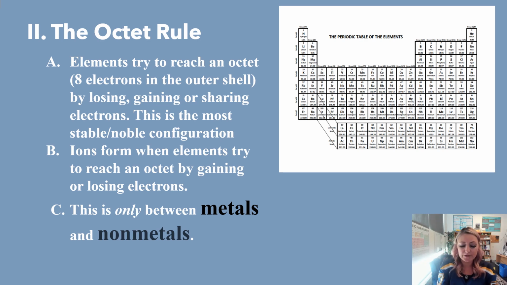Ions will form when elements try to reach an octet by gaining or losing electrons. So this is specific to ionic compounds, as we are forming ions or charged elements and particles. And again, we're only going to see this in ionic compounds, which are only between metals and nonmetals.